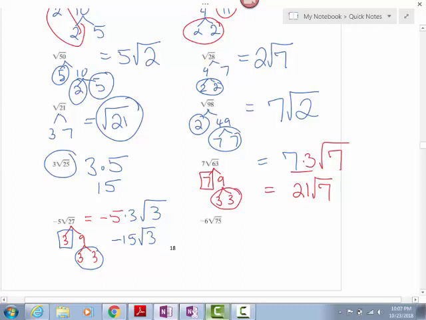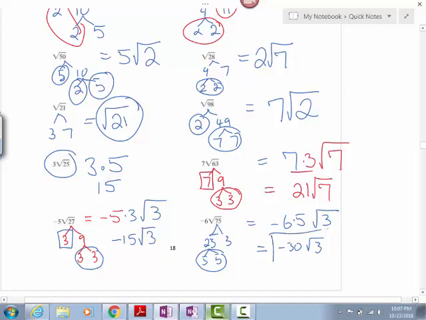And the last one here, negative 6 times the square root of 75. I'm going to break down my number 75 into 25 times 3. 25 is 5 times 5, so again, I have a pair of the number 5s. And the number that I still have left over is 3. So now negative 6 times 5 is a negative 30 square root of 3. Okay.